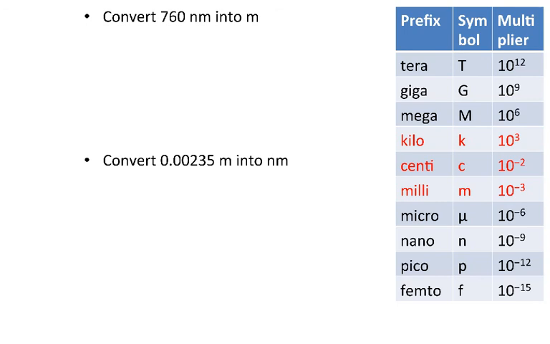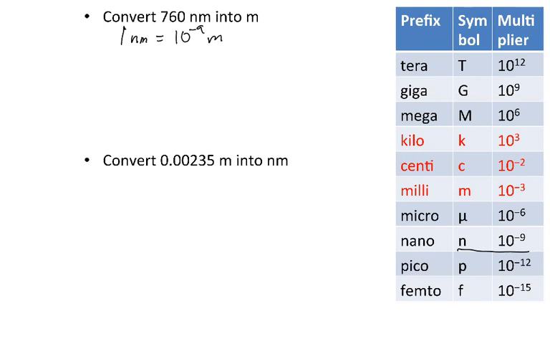Whenever doing unit conversions, the first thing I always want you to do is write down your conversion factor. The fact that I'm dealing with nanometers, I need to look at my table and find the n, the nano, which means 10 to the minus 9. Because I know that nano means 10 to the minus 9, that means that 1 nanometer is always equal to 10 to the minus 9 meters.